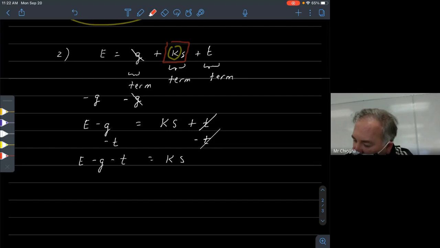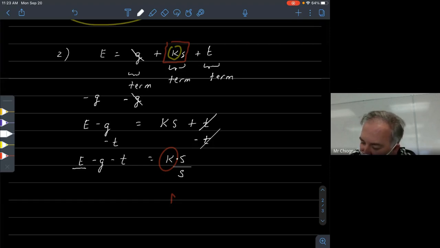And I want to solve for the K. The K is multiplied with the S. They're just numbers. So you do the opposite. The opposite of multiplying is dividing. I'm going to divide the S out. Whatever you do on the right, you have to do on the left.